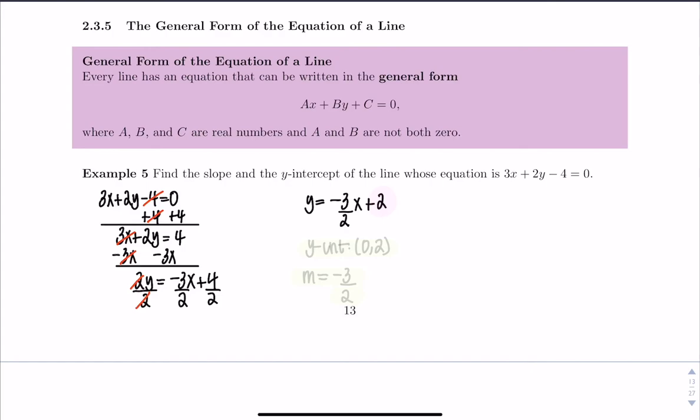So now that we're in slope-intercept form, we can easily find our slope and the y-intercept. The y-intercept is the piece that is not attached to x. So in this case, my y-intercept is 0, 2. And my slope is the piece that is attached to the x. So it's negative 3/2.